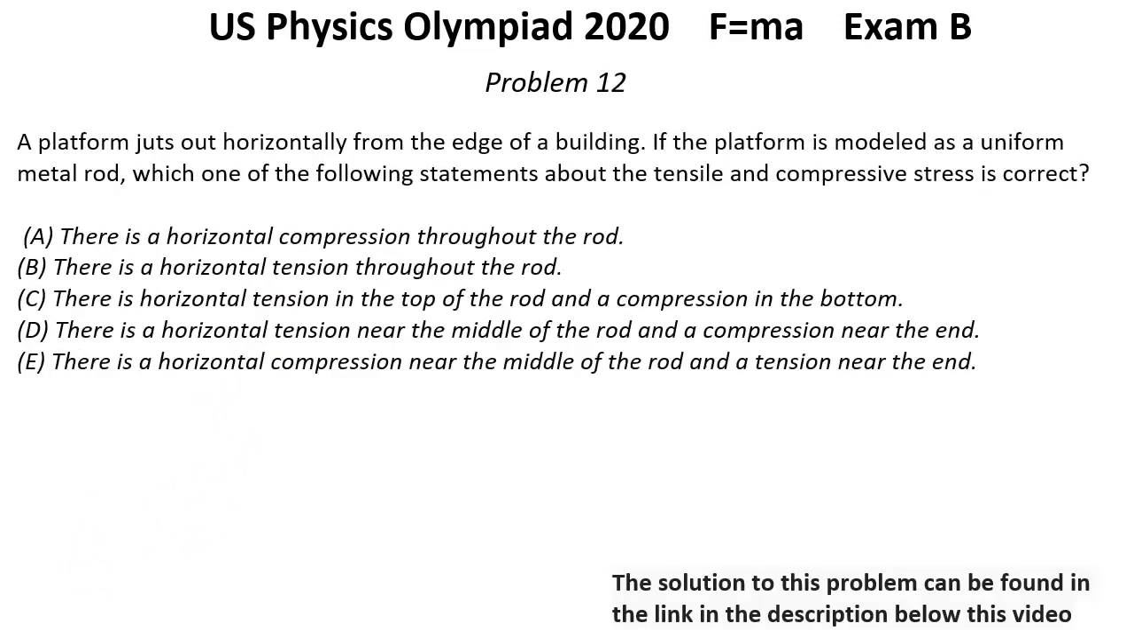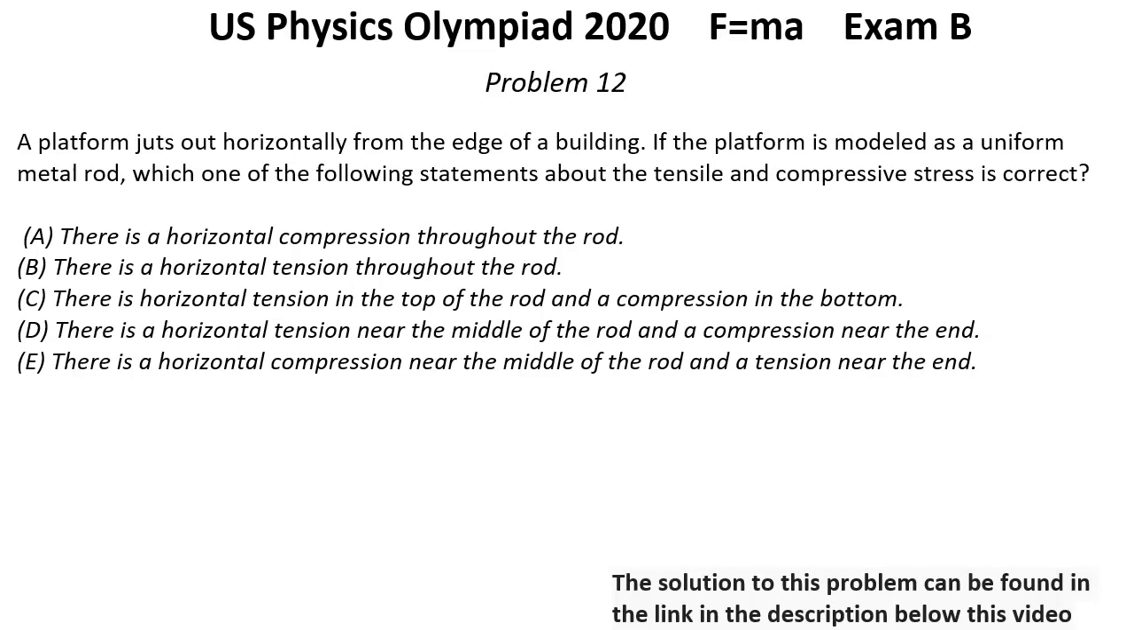Problem number 12. A platform juts out horizontally from the edge of the building. If the platform is modeled as a uniform metal rod, which one of the following statements about the tensile and the compressive stress is correct? Solution for problem number 12.